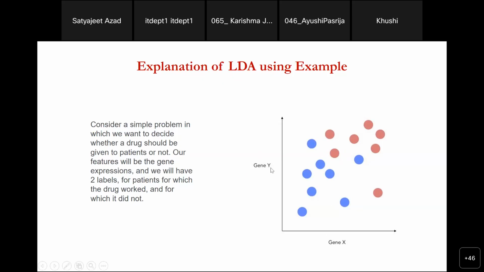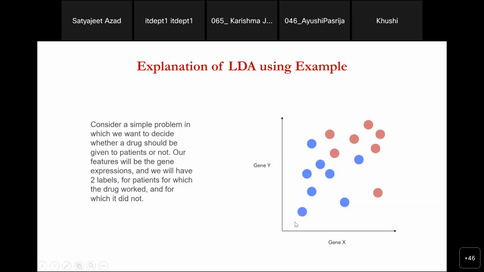Based on these gene X and gene Y, we are trying to create a visual where we have two class labels. One class label is where the drug worked, and the other class label is where the drug didn't work. So there are two class labels based on these X and Y features. So how are we going to create an axis with LDA? Just think of an axis.